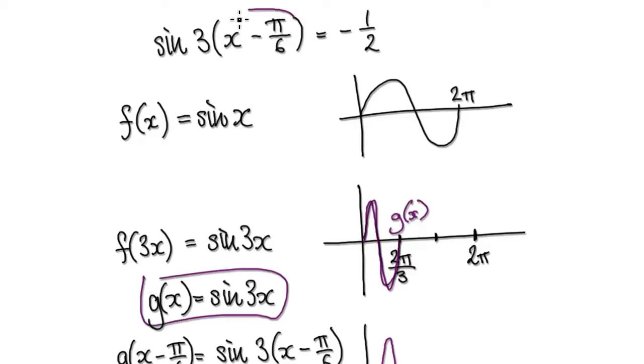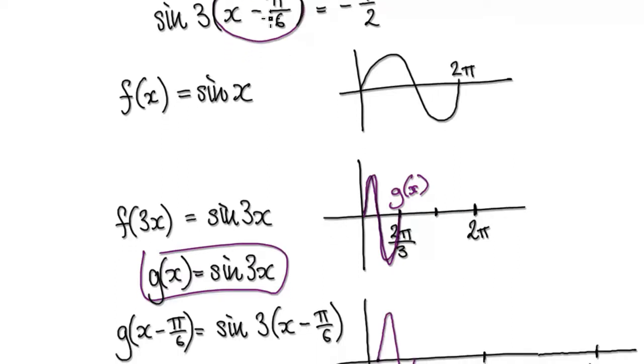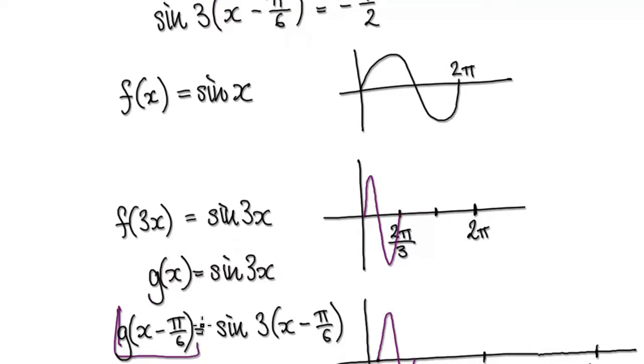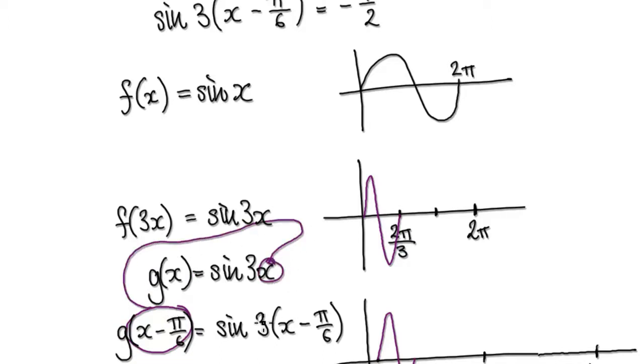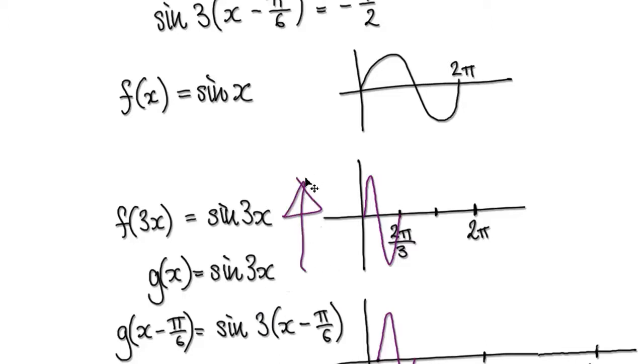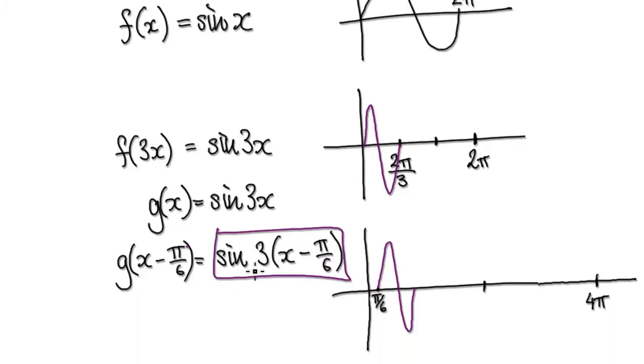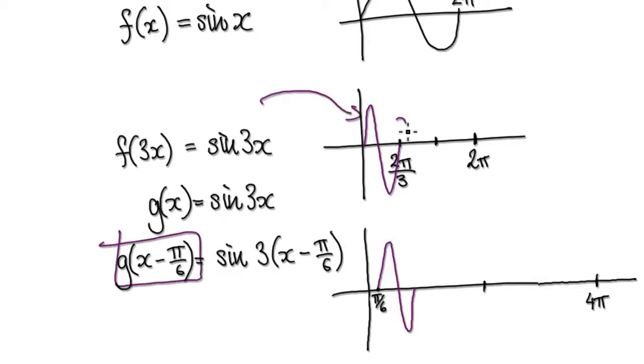Now we want to do this thing here. So apply this transformation to our new graph. That would mean you put this into the x here. You've got your 3 out here, and you put this into the x, giving you this. But by the way, if you multiply this out, it gives us what we had earlier, right above. We have no idea yet what this looks like, but we're going to apply this transformation to this graph. Remember, this is g of x.